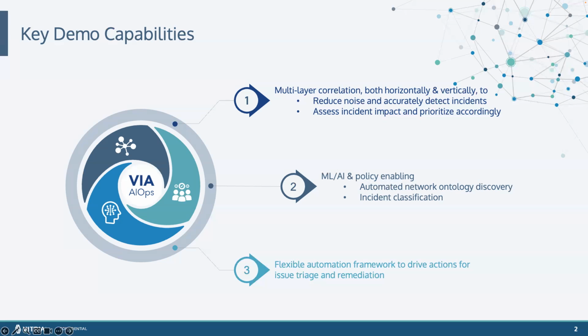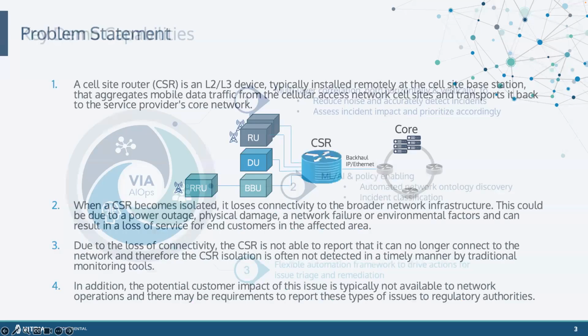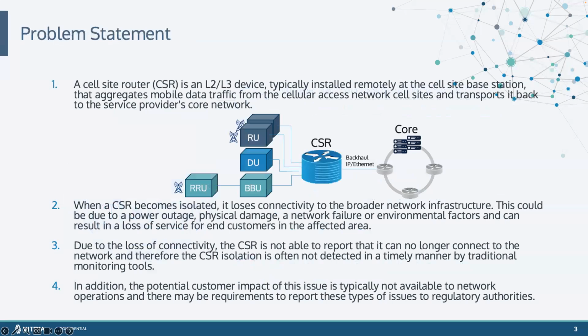Within the demo today, there are a number of different incidents classified. I'm going to focus on one particular incident classification, which is an isolated CSR. A CSR, or a cell site router, is an L2, L3 device typically installed remotely at the cell site base station. What it does is aggregate mobile data traffic from the cellular access network and transport that traffic back to the service provider network.